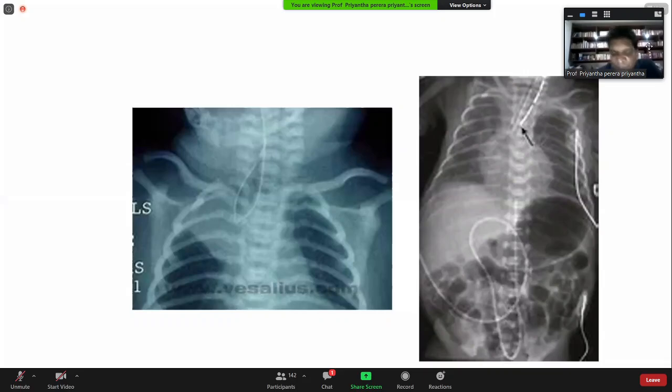This baby was having IUGR and then had a lot of froth in the mouth. These X-rays were taken, 2 different patients showing the same condition. What is the diagnosis?